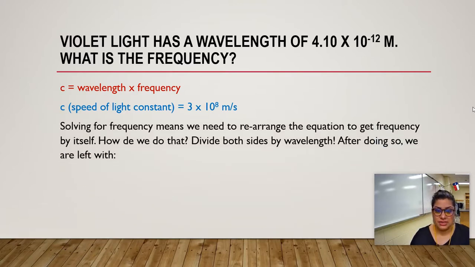Solving for frequency means we need to rearrange the equation to get frequency by itself. How do we do that? We need to divide both sides by wavelength. After doing so, we are left with this. Frequency equals C divided by the wavelength.